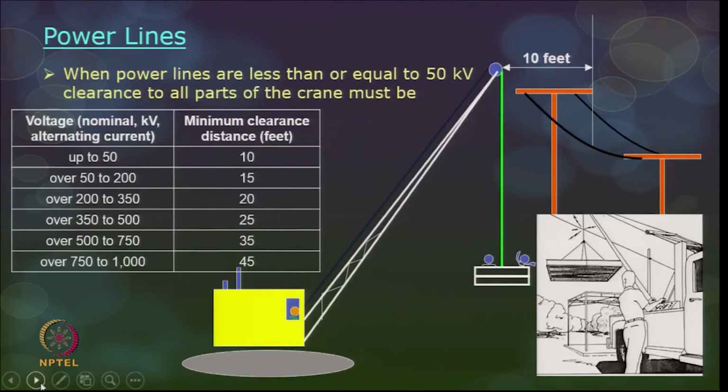Now, if you see the overhead power lines, you may have a hitting hazard. Primarily this is with the rigging, which just got hit with the overhead power line. So, you should have the minimum safe distance away from the power lines. Based on the voltage, you may have a required clearance distance. Up to 50 kilowatts, 10 feet distance; over 50 to 100, it is 15 feet distance. Like this you will have a safe clearance distance.